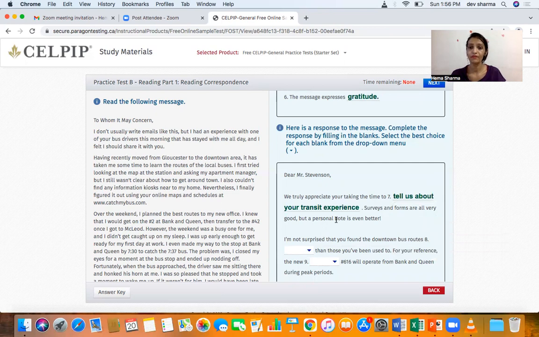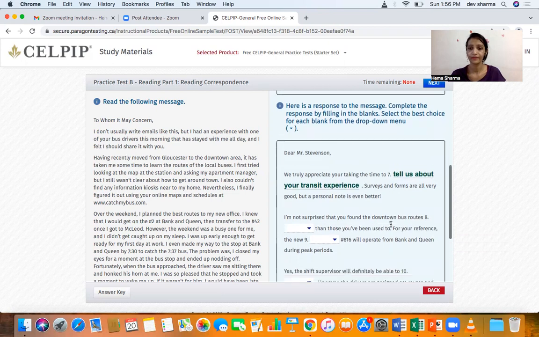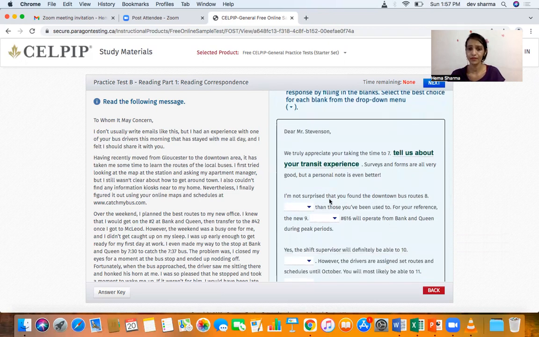Surveys and forms are all very good, but a personal note is even better. So this is an addition. I'm not surprised that you found the downtown bus routes... Now, don't click on this. Resist yourself from clicking. First, completely read this sentence. I'm not surprised that you found the downtown bus routes than those you have been used to. So earlier he was living in Gloucester. Look here. So here he was used to maybe a bus service which was more frequent.